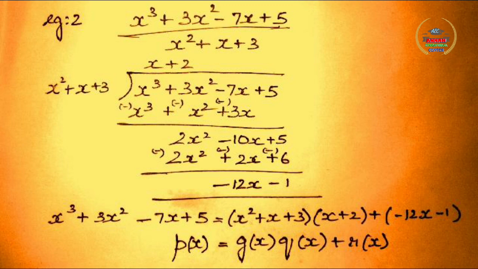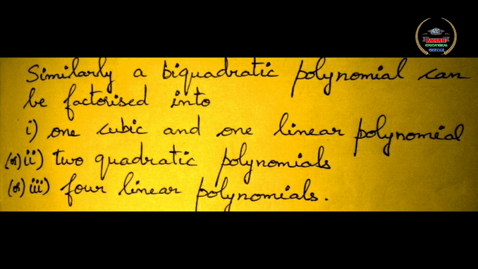When you divide, you can see that your quotient is x plus 2 and you get remainder minus 12x minus 1. So it can be written as x cubed plus 3x squared minus 7x plus 5 is equal to your g of x, that is x squared plus x plus 3, into your q of x, that is x plus 2, plus your r of x, that is minus 12x minus 1. Now can you understand this relationship which is balanced on both sides? This is called the division algorithm for polynomials.